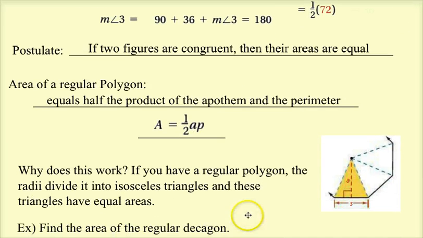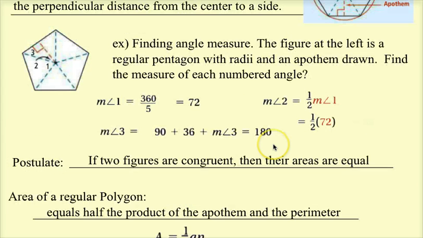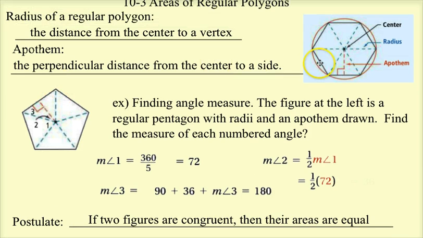Why does that actually work? Remember my radii? The radii divide these into isosceles triangles, and the triangles have equal areas. So all you're doing is finding the area of each of these isosceles triangles, however many that you have. Like the hexagon in the original picture, I have 6, so I could just find the area of one of the triangles and times it by 6, or this pentagon has 5 isosceles triangles. I can find the area of one of them and times it by 5.